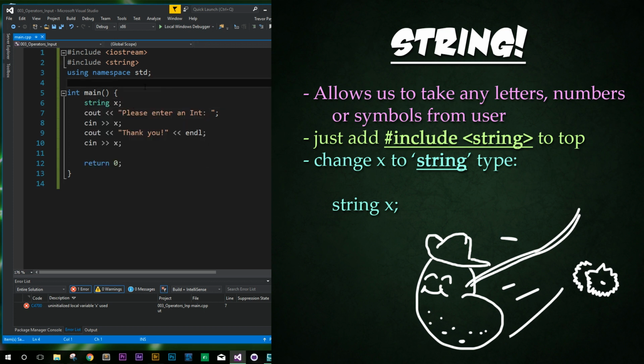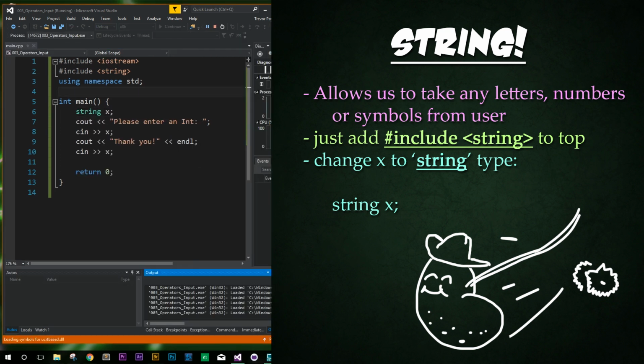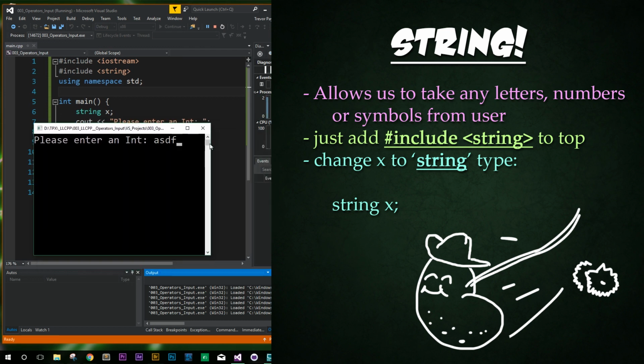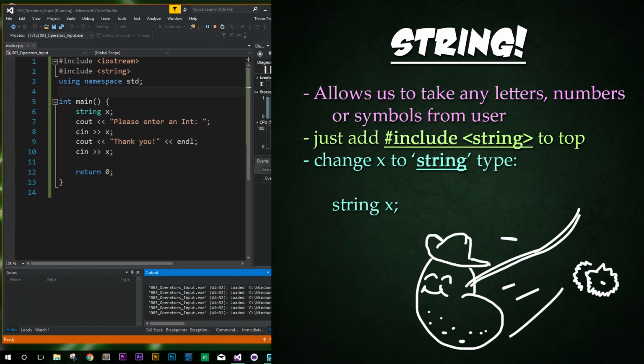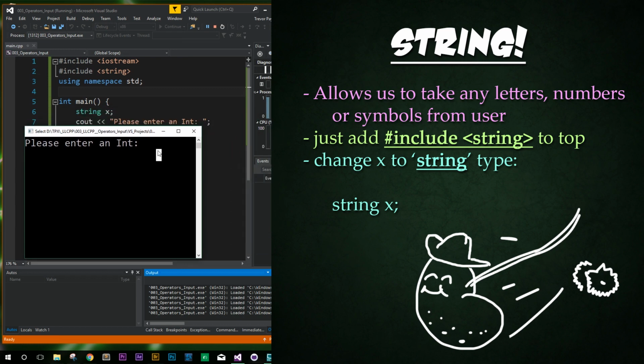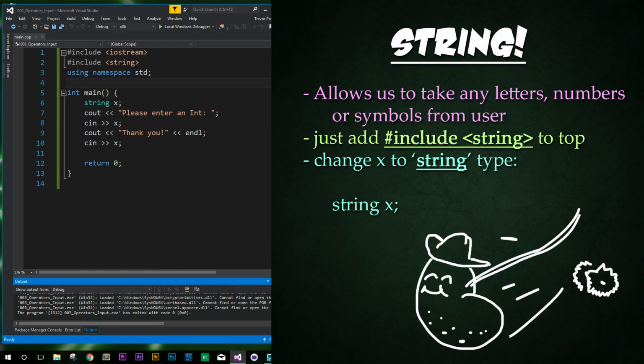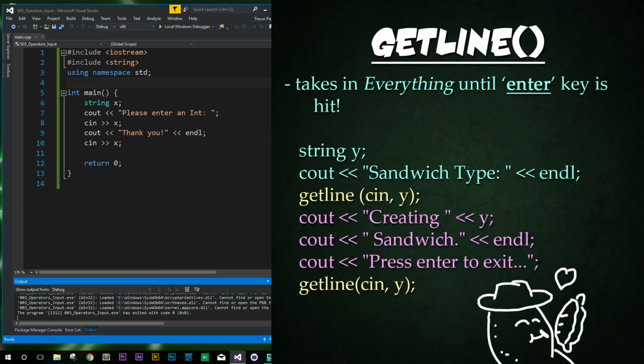Let's save it. And now when we run it, we can enter in a series of letters and it'll accept it just fine. Again, ASDF, whatever. It works great. However, this does not solve the space issue. If I type ASDF space F, enter, the program still freaks out over that. So how do we get around this problem?